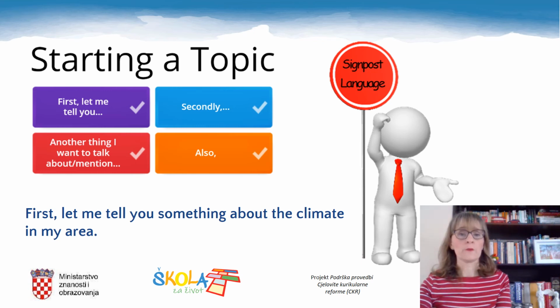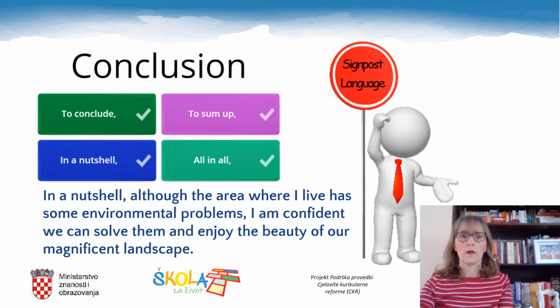When you move between subjects inside the presentation, signposting plays an important role. You're signaling the audience that you're moving to something new. First, let me tell you something about the climate in my area. When you're getting to the end, you'll want to summarize to repeat important aspects of your presentation. You may say something like this. In a nutshell, although the area where I live has some environmental problems, I'm confident we can solve them and enjoy the beauty of our magnificent landscape.